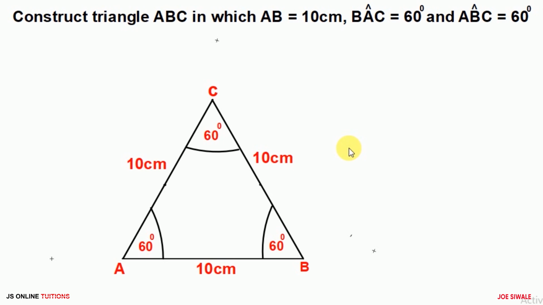So that's how we can construct the triangle ABC, and we can say our triangle ABC is an equilateral triangle. The reason why it's an equilateral triangle is because it has three sides which are equal, then it also has three angles which are equal.